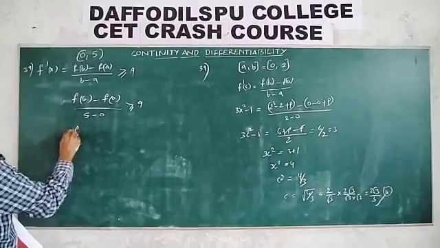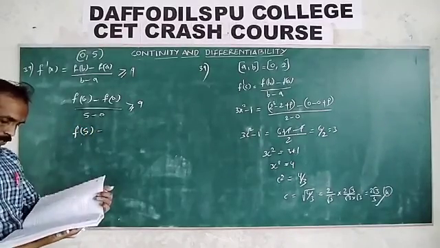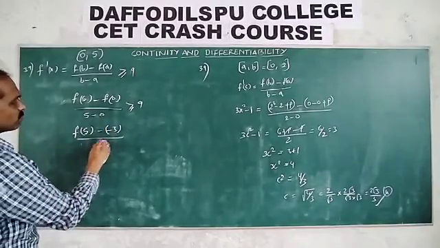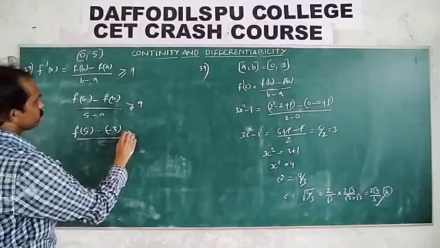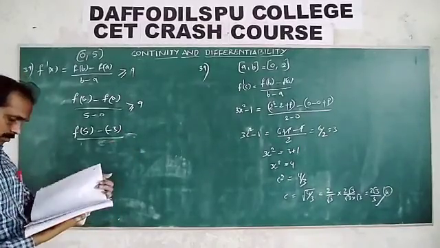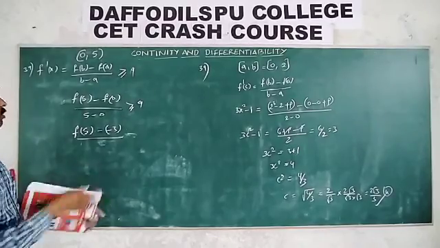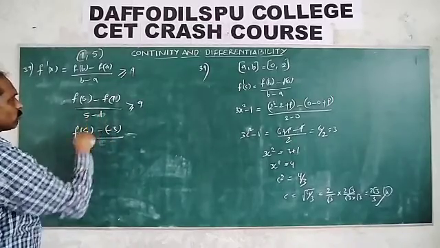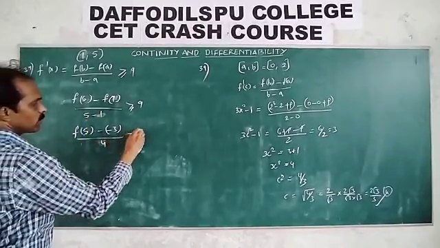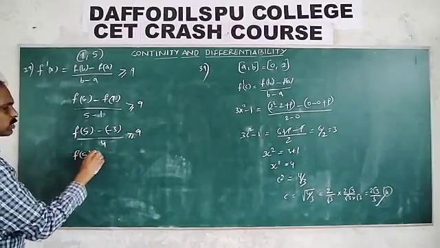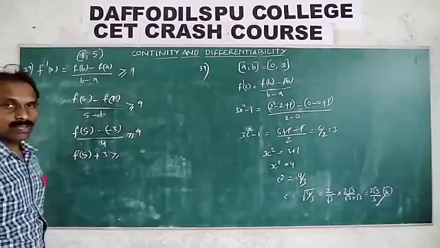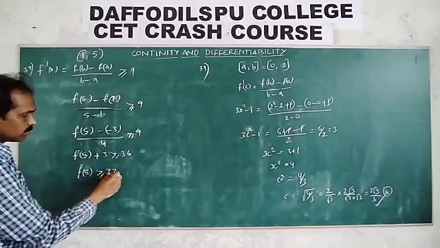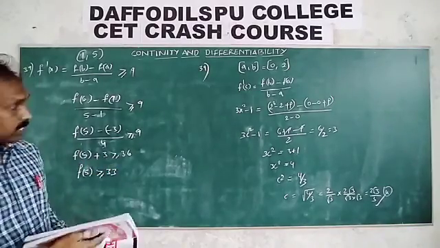So f of 5 we don't know, f of 1 value is given, divided by 5 minus 1, which is 4, greater than or equal to 9. Take this side: f of 5 minus f of 1 is greater than or equal to 9 times 4, which is 36. Therefore, f of 5 is greater than or equal to 33. So the first option is the correct answer.